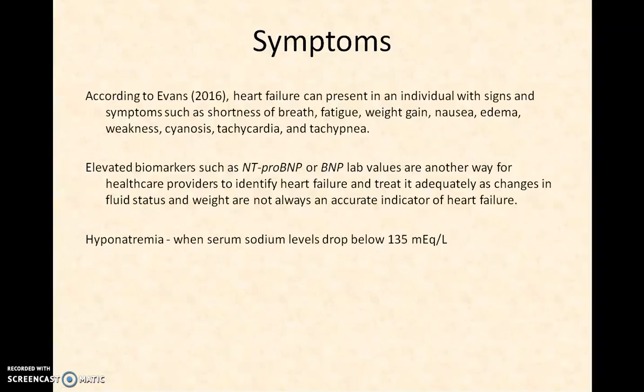So some symptoms. According to Evans, heart failure can present in an individual with signs and symptoms such as shortness of breath, fatigue, weight gain, nausea, edema, weakness, cyanosis, tachycardia, and tachypnea. Other signs could be elevated biomarkers such as NT-proBNP, or the regular old BNP lab values, which are another way for healthcare providers to identify heart failure and treat it adequately, as changes in fluid status and weight gain are not always an accurate indicator of heart failure.